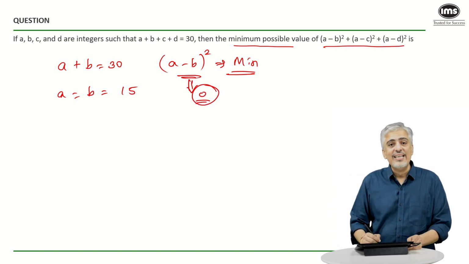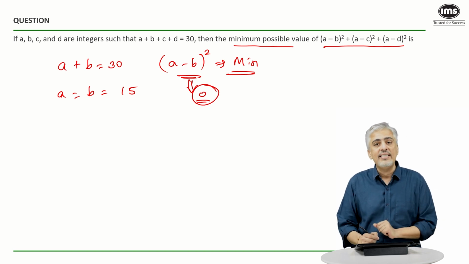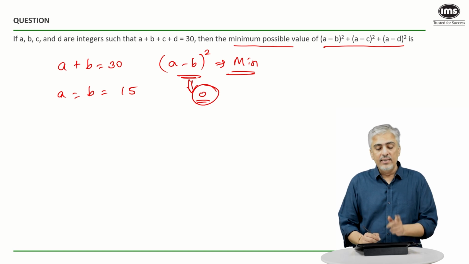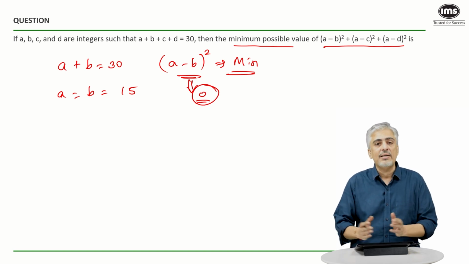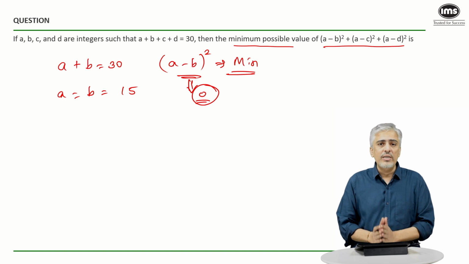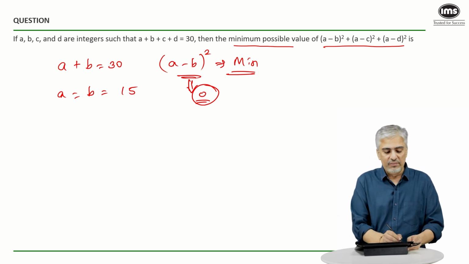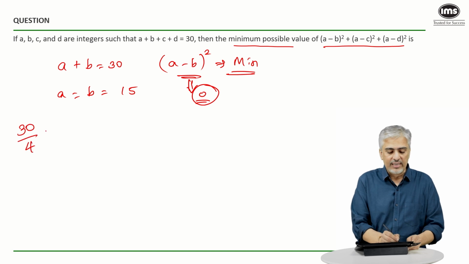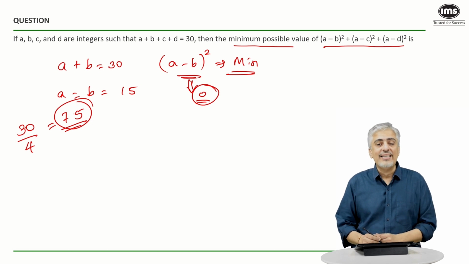So now in this case, what will happen? Again, the same logic has to apply. I know that A, B, C, D are integers. A plus B plus C plus D has to be 30. Then what is the minimum value for (A minus B) the whole square plus (A minus C) the whole square plus (A minus D) the whole square? Now the only problem in this case is 30 is not divisible by 4. If I divide 30 by 4, I get 7.5, right? But 7.5 is not an integer, so I can't take that.